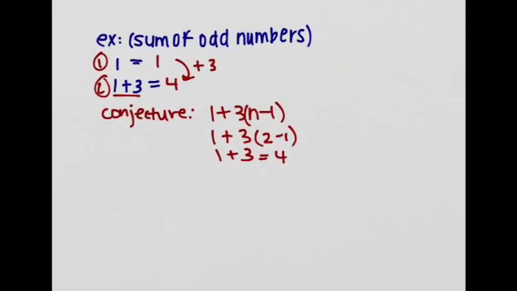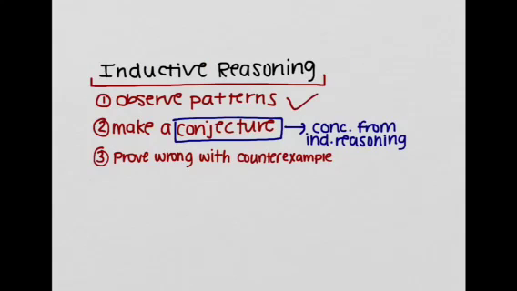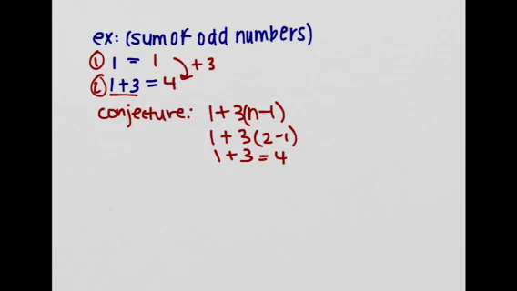Right? So first I observed patterns, check. I made a conjecture, check. But now let's see if mine is actually right. I need to find a counterexample because this seems wrong, right? This conjecture seems wrong. Well, let's look at number 3.